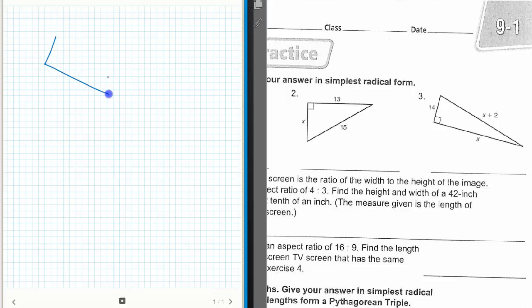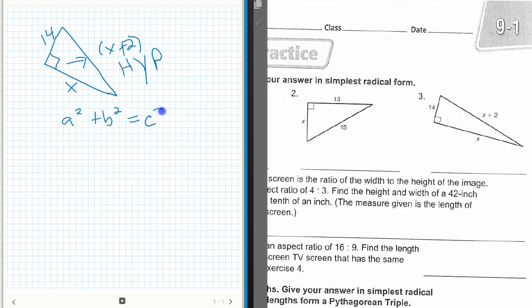All right, let's look at number 3 here. So I've got my right triangle. The longest side over here is measured x plus 2, and that is our hypotenuse. Draw your arrow right from your right angle, label it. We've got a side of x and a side of 14.